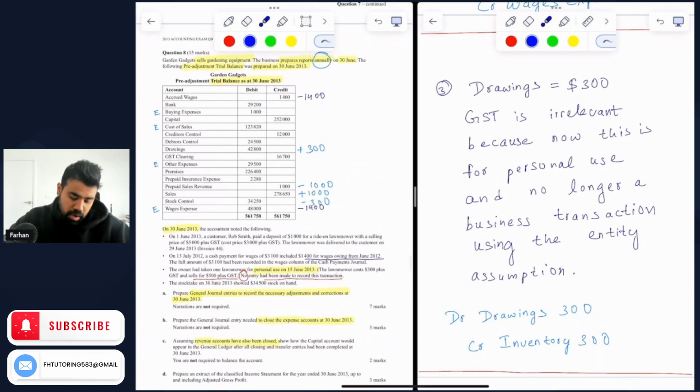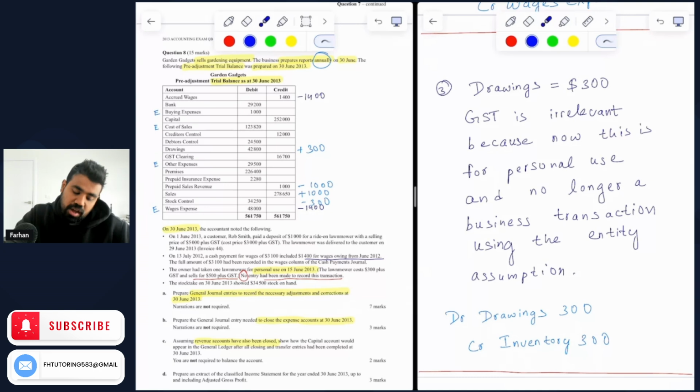All right, so because the question explicitly mentions personal use, we understand straight away that this is referring to drawings that have been made during the period. So the drawings should always be recorded at the cost value, which is $300, because this is personal use. We do not intend to make any form of profit because we are using this for personal reasons.